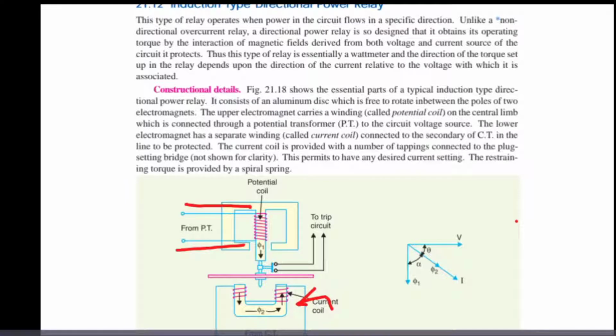The figure shows the essential parts of a typical induction type directional power relay. If the current direction reverses, it gives a signal to the trip circuit. In the normal direction of current, the relay disc will not rotate. If the direction reverses or changes, the two fluxes created by the shunt magnet and series magnet, that is the pressure coil and current coil, induce a torque. Under normal operating conditions there is no torque, because these are connected from the CT and PT.